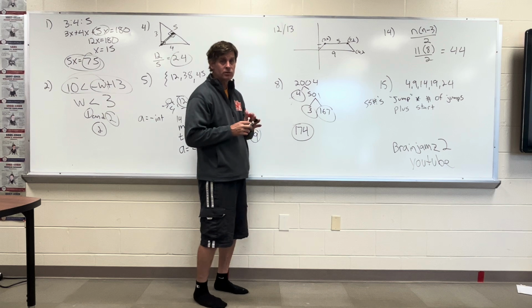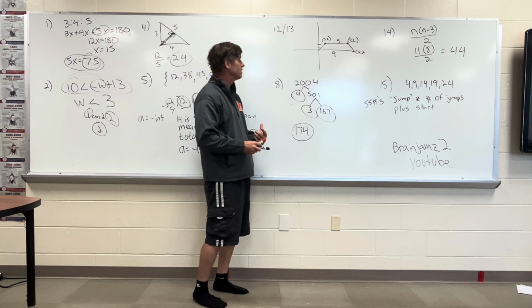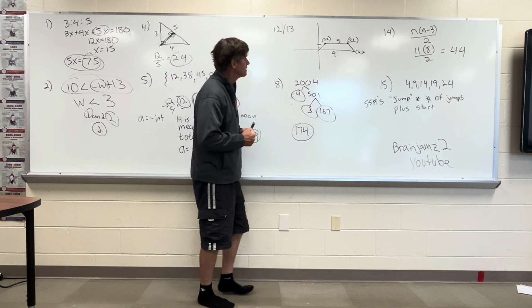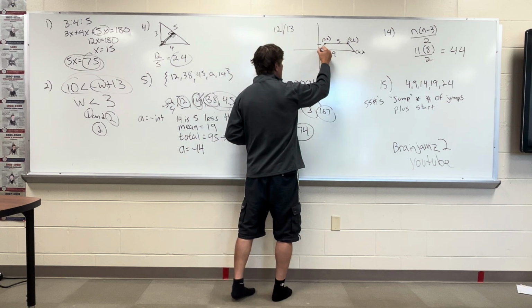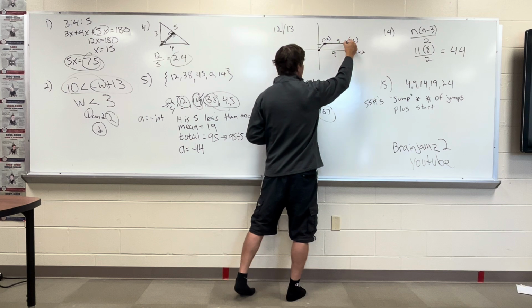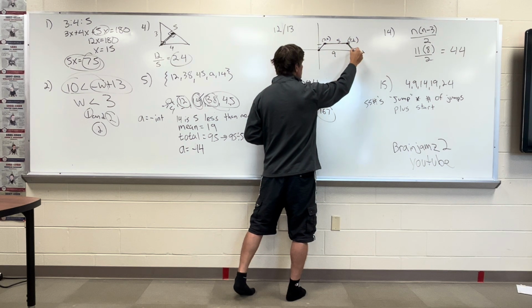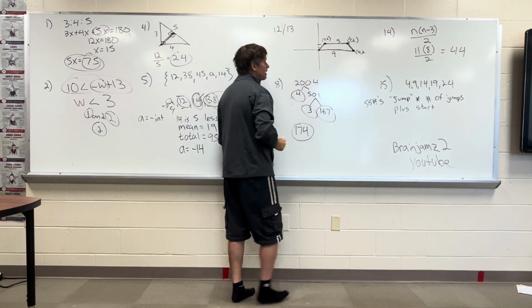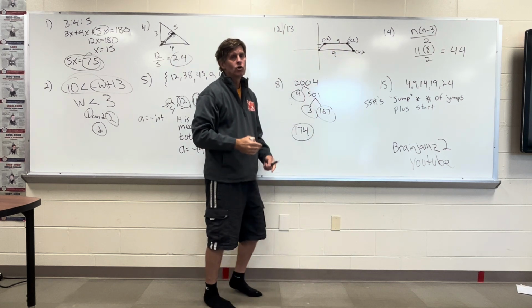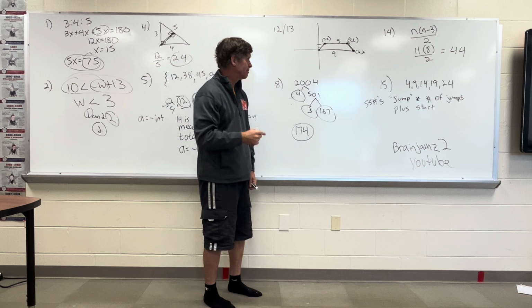Question number 12 and 13. I went over this one in the hints video. It says somebody put their pencil there. They went to 2, 2. They went over to 7, 2. They went over to 9, 2, and then they went back there. And the first question was, what was the area of the trapezoid?